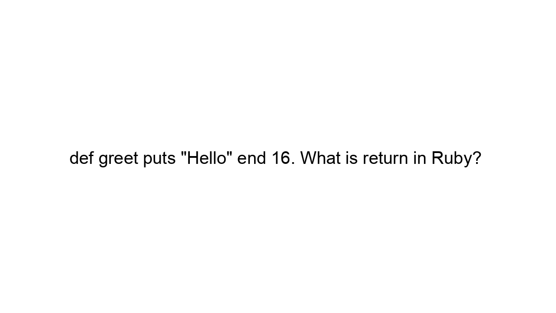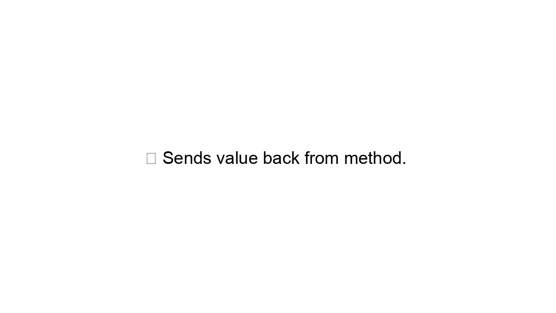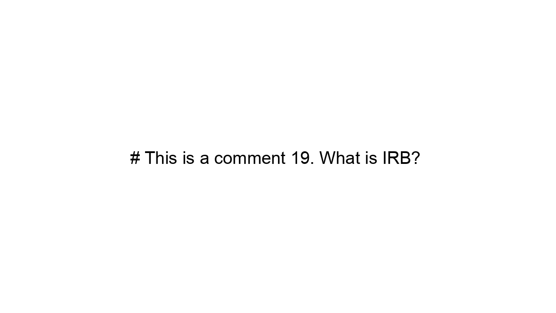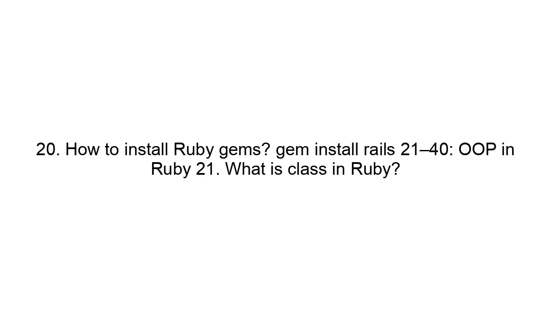16. What is return in Ruby? Sends value back from method. 17. What is default return value in Ruby? Last evaluated expression. 18. What are comments in Ruby? Notes ignored by interpreter. Example: # this is a comment. 19. What is IRB? Interactive Ruby shell. 20. How to install Ruby gems? Gem install rails.